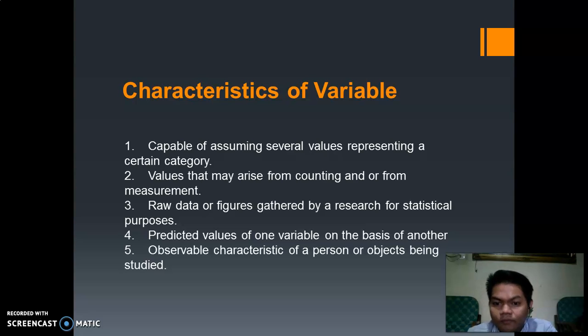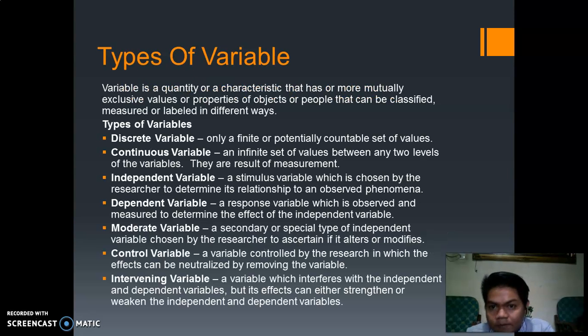Fourth, predicted value of one variable on the basis of another. And fifth, observable characteristic of a person or object being studied. Types of variables. A variable is a quantity or a characteristic that has one or more mutually exclusive values or properties of objects or people that can be classified, measured, or labeled in different ways.